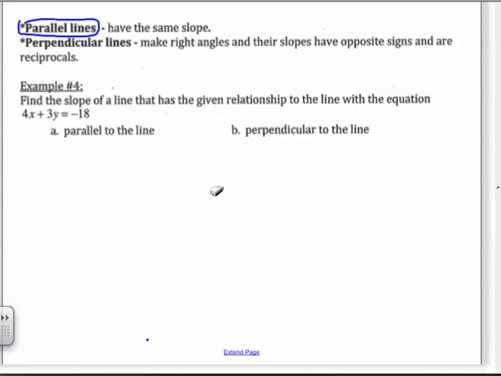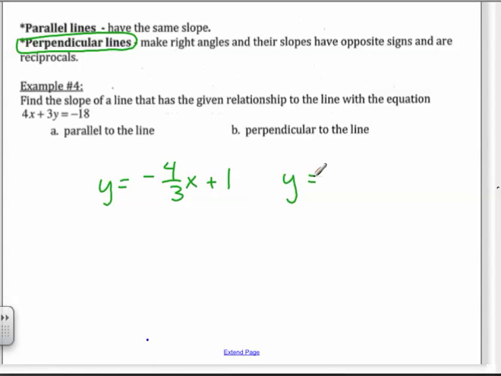All right? The next one says perpendicular lines make right angles, and their slopes have opposite signs and are reciprocals. Okay, well, let's think about that. Y is equal to negative 4 over 3x plus 1. Y is equal to positive 3 over 4x minus 2. Are these two lines perpendicular to each other? Zachary?